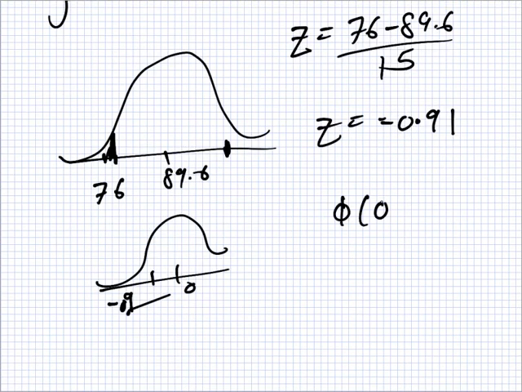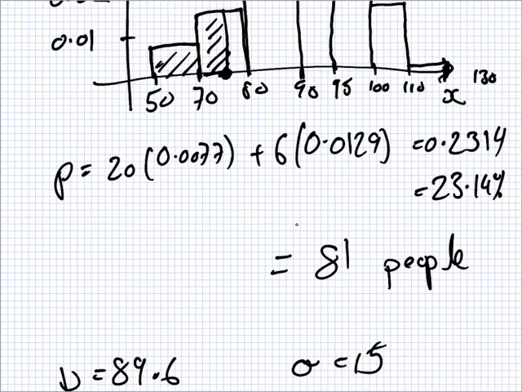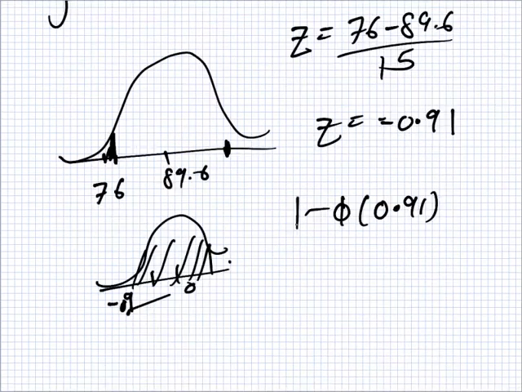Yeah, and then we have to do something to that though, because that will give us the area to the left. 1 minus. Yeah, so 1 minus that. Do you have your table book? Now the answer we should get should be about 0.23, roughly. I'll be very happy if you got anything near this number. 1 minus 0.91.